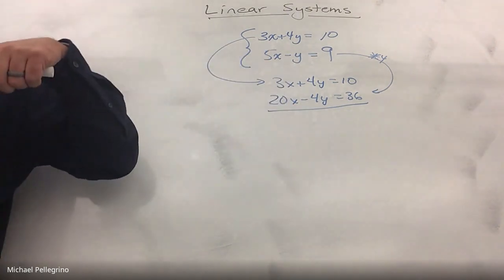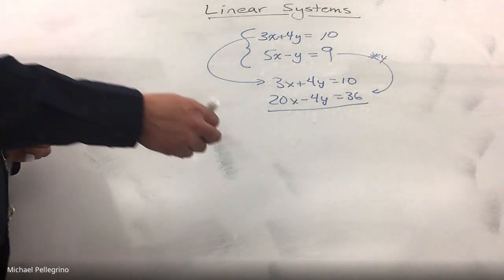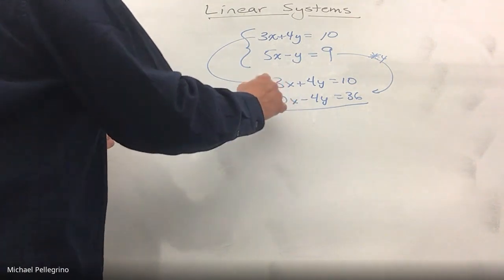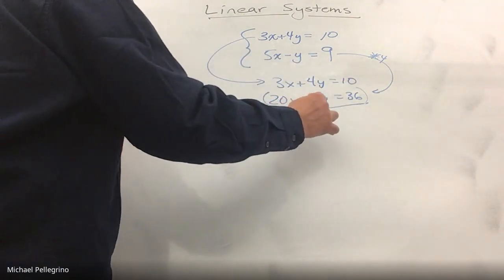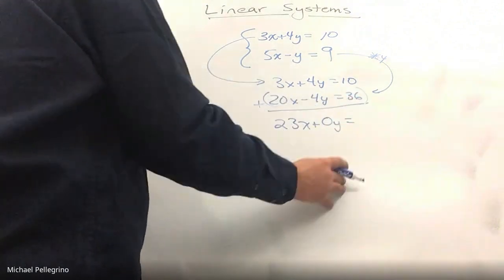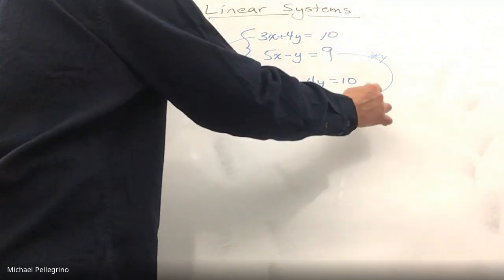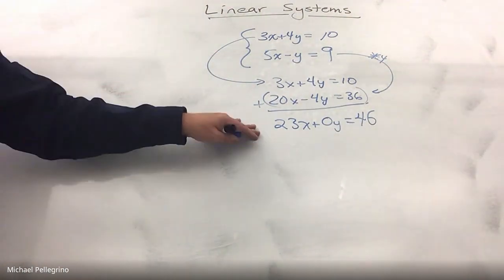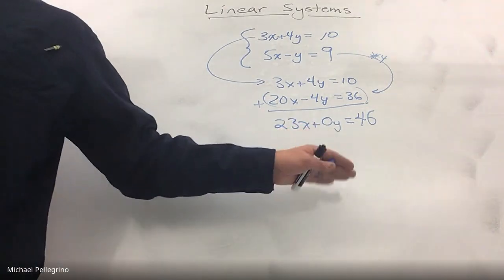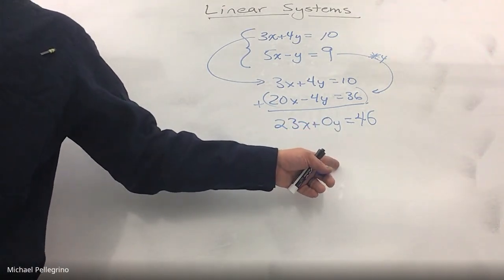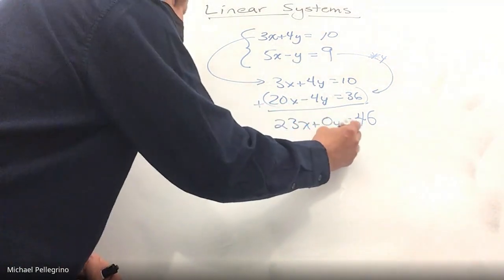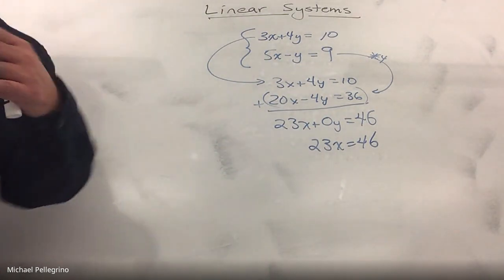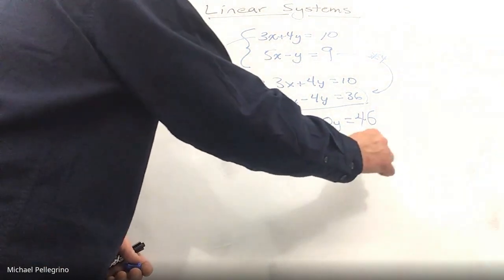So what happens when I add these together then? The 3x and the 20x becomes 23x. Right. So if I add these two, I get 23x plus 0y equals 46. So now I have this new equation, 23x plus 0y. I don't need to put that 0y, right? It's just 23x equals 46. So what does x equal? 2, because you divide both sides by 23.